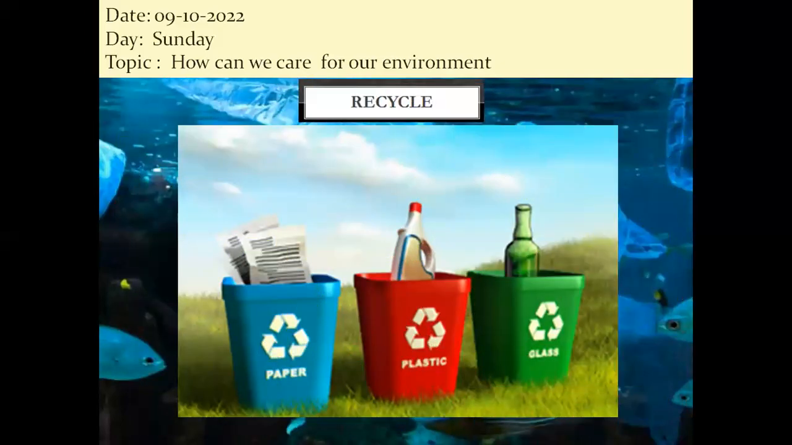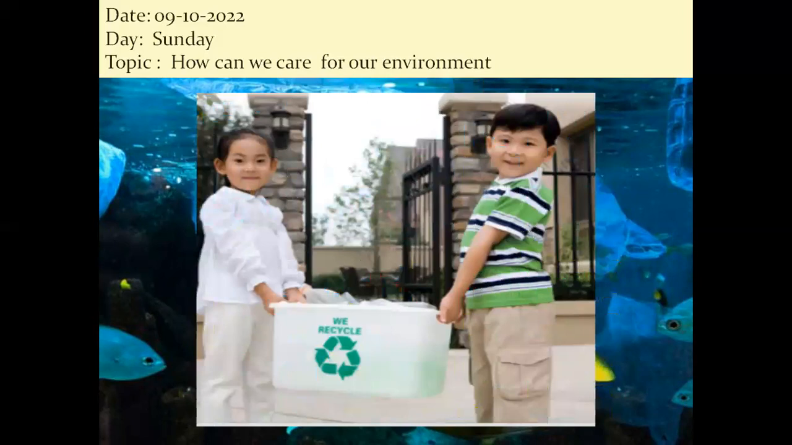So we have some paper, some things that we can recycle, like paper, plastic, glass. We can recycle them to use them again. What is recycling? To use the old things and make them new and use them again. So it is called recycling. So we can recycle paper, plastic, glass, and many other things that can be recycled. We should not make a mess of things.